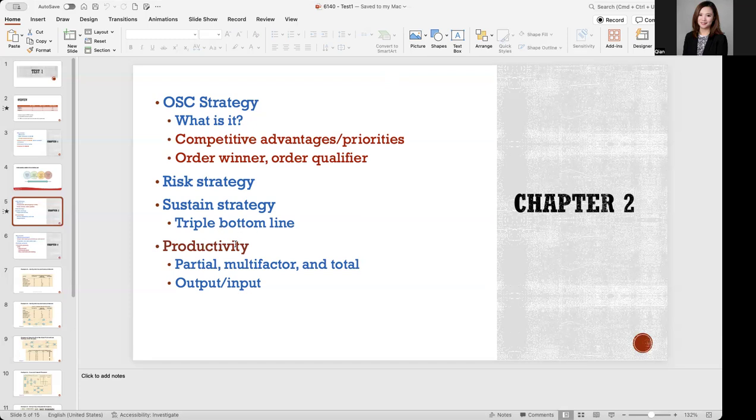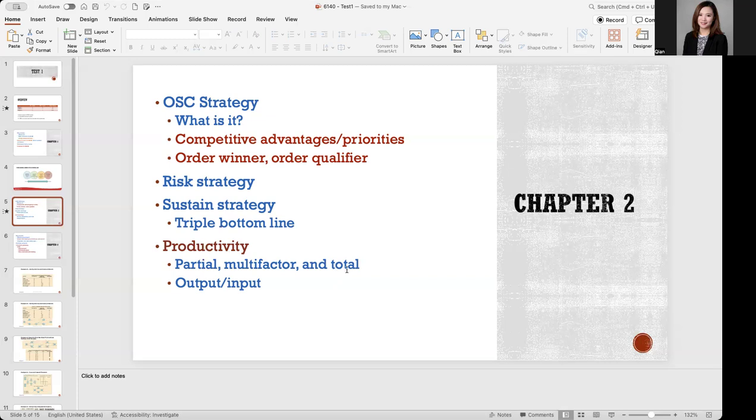And the last thing you need to go over for chapter 2 is productivity. For productivity, you need to figure out 2 things. First of all, how to calculate it. So productivity equals outputs to inputs. And based on how to calculate that, we categorize productivity into 3 different types: partial productivity, multi-factor productivity, and total productivity. This is the second thing you need to figure out.